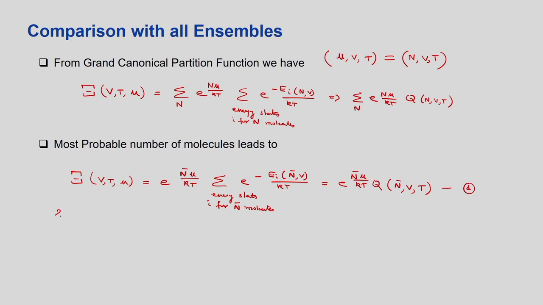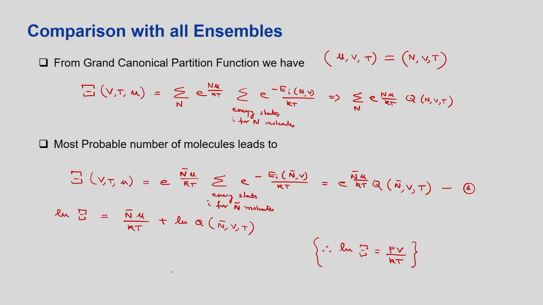Now what you do, you take the logarithm on both sides of equation 1. So this will be ln of this equals n bar mu by kT plus ln Q of n bar VT. Now this, if you notice carefully, we have already obtained a relation, that the ln of this partition function is nothing but PV by kT. If you remember our earlier expressions, we have proved this. So I will replace this logarithm of the partition function using PV by kT.